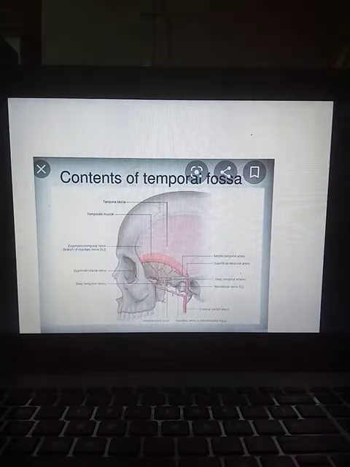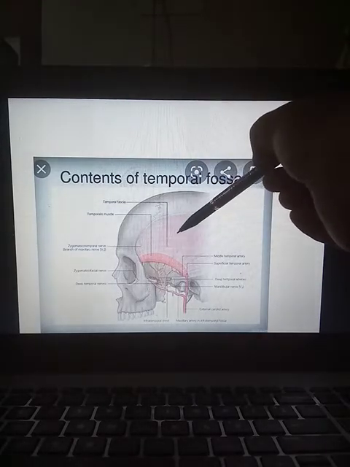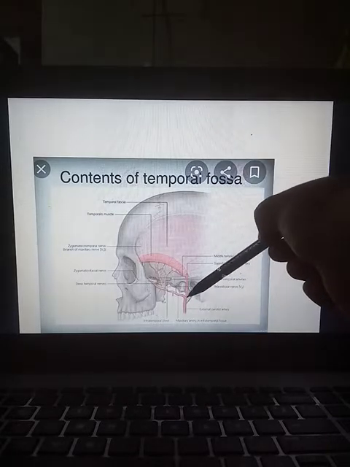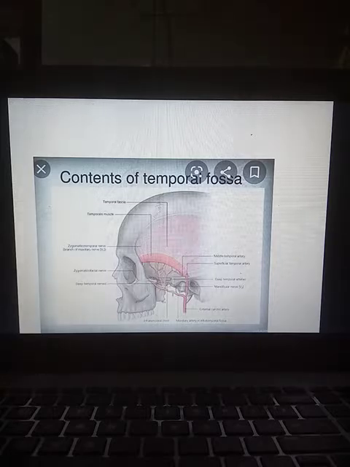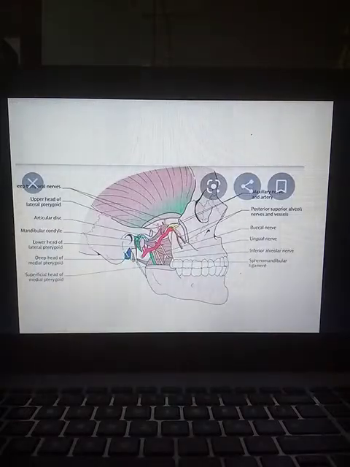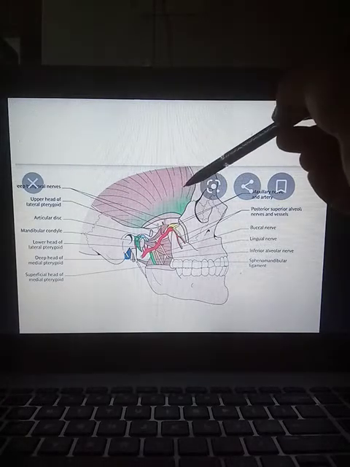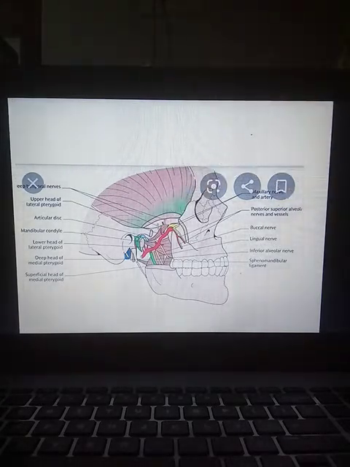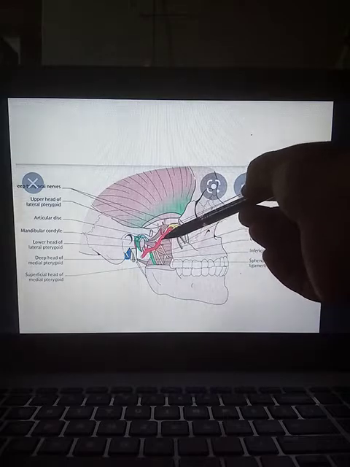Once again, I will be talking about the structures. You will be having this big fan shaped muscle that is called the temporalis muscle, and the superficial temporal artery giving a branch called the middle temporal artery. The contents are quite clear in this picture. See, you will be having this fan shaped muscle called the temporalis muscle, which is one of the muscles of mastication. Then you will be having the middle temporal artery.